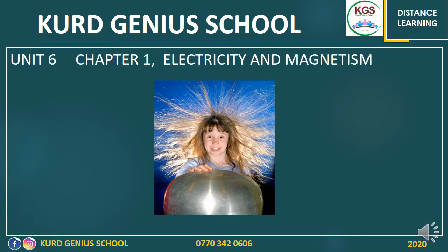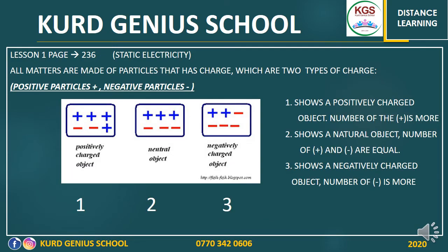Alright, now let's go to Unit 6, Chapter 1. In this unit, we're going to learn about only Chapter 1, which consists of 3 lessons. Let's go to the first one. This chapter is all about electricity and magnetism. Lesson 1, page 236, Static Electricity.